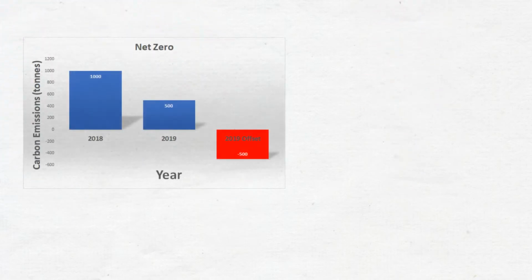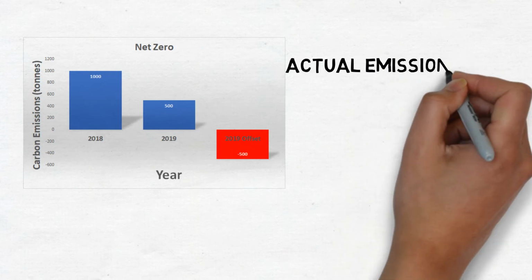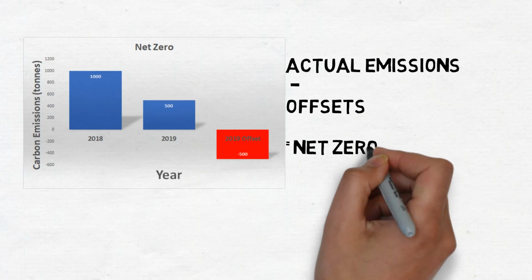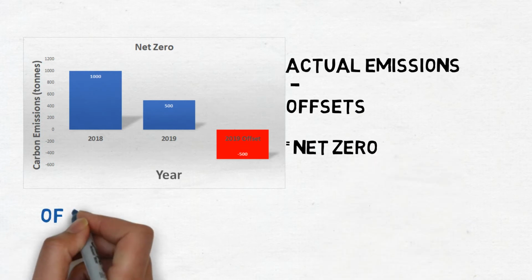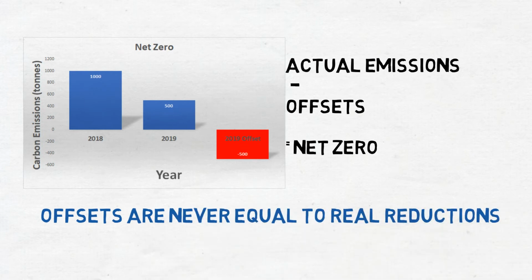Offsets are also commonly used in the context of net zero targets. Net zero is when the emissions that you produce and the emissions that you're responsible for offsetting are equal. This is not really zero, as you still cause the emissions and no offset can reduce the impact of emissions to true zero. No offset can ever be equal to a reduction.